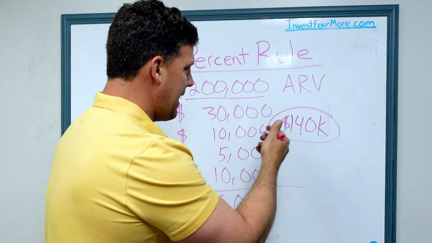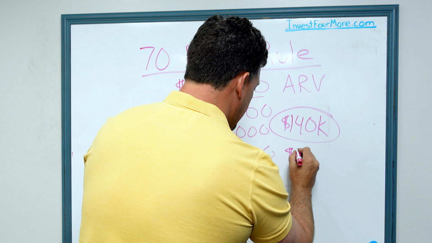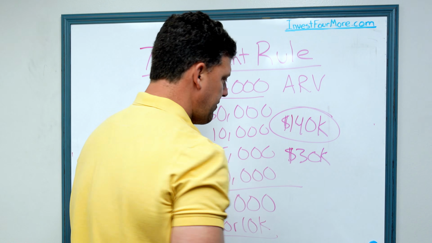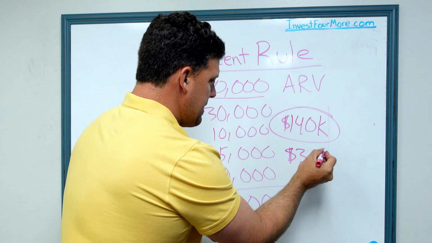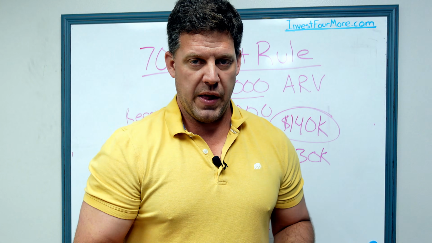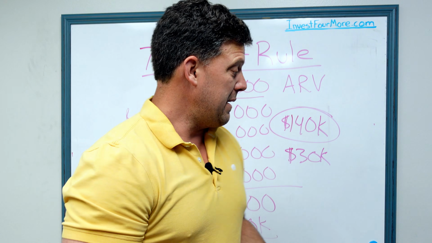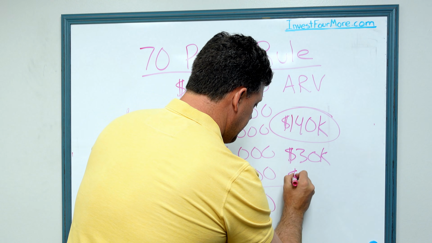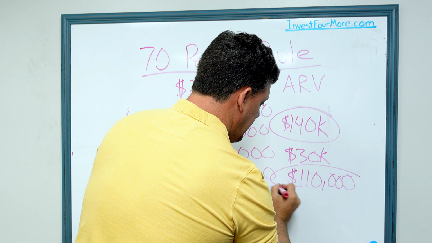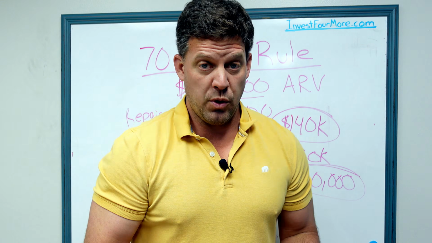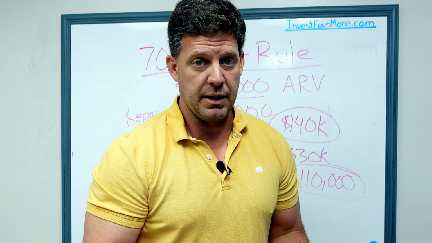For me, I always like to say, I've got to make $30,000 on every deal. It doesn't really matter how cheap the property is. My profit margin has to be $30,000 or it's just not worth it for me. And so then we have $110,000 as the price we're willing to pay for the property.